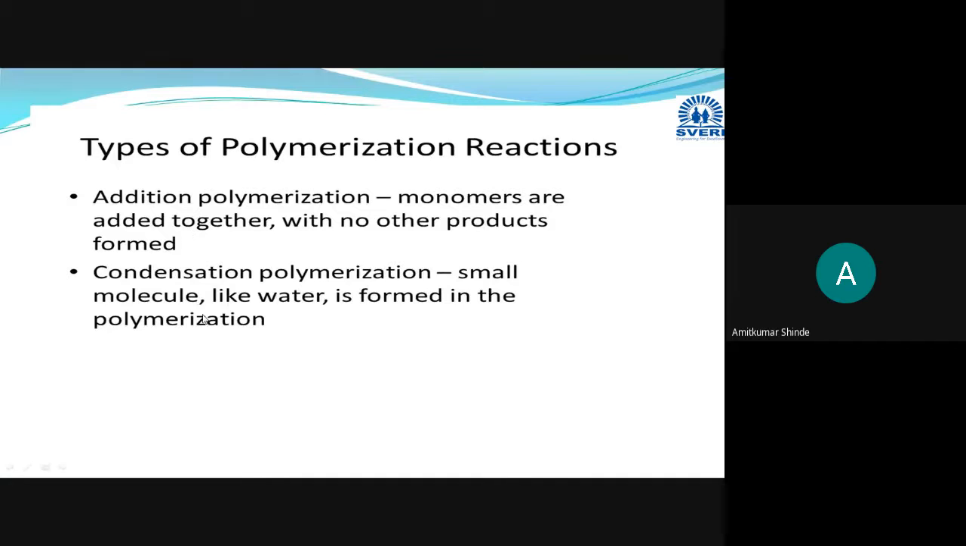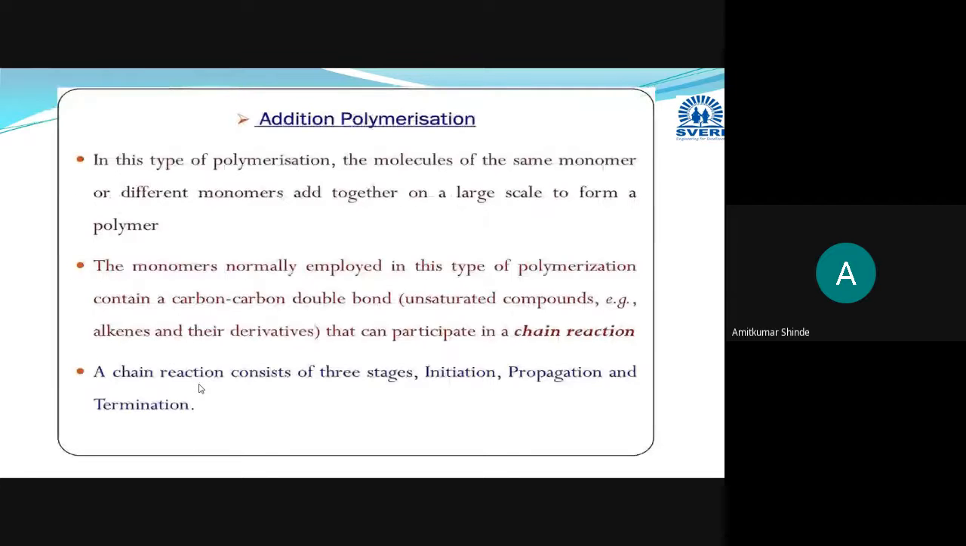But in the case of condensation polymerization, monomers will combine together to form a polymer, but some byproducts will be formed here, like water. This will be termed as condensation polymerization. Now I will explain one by one in the next slide.